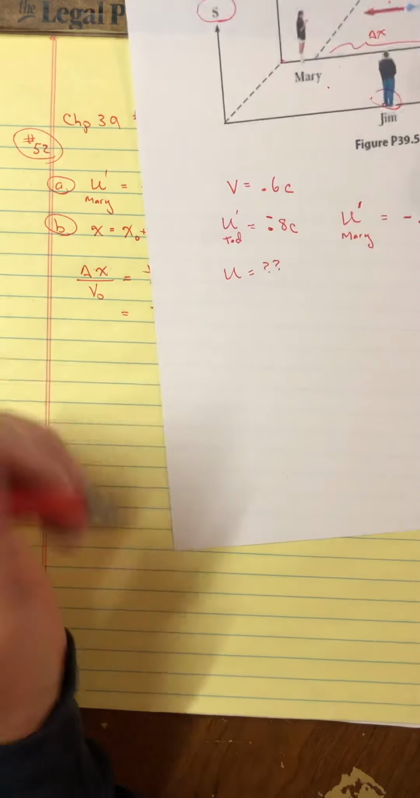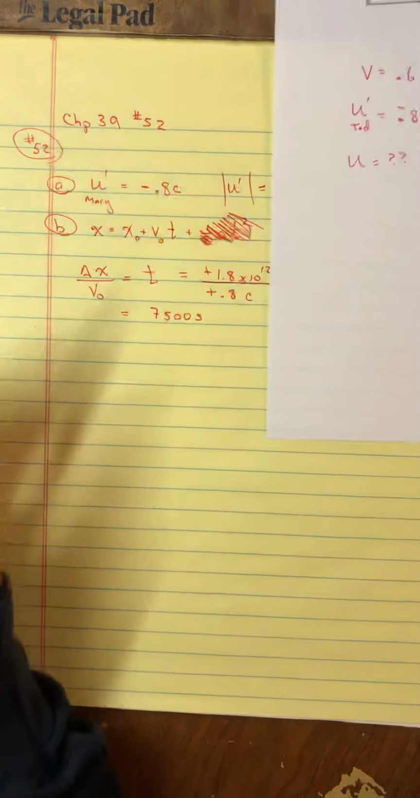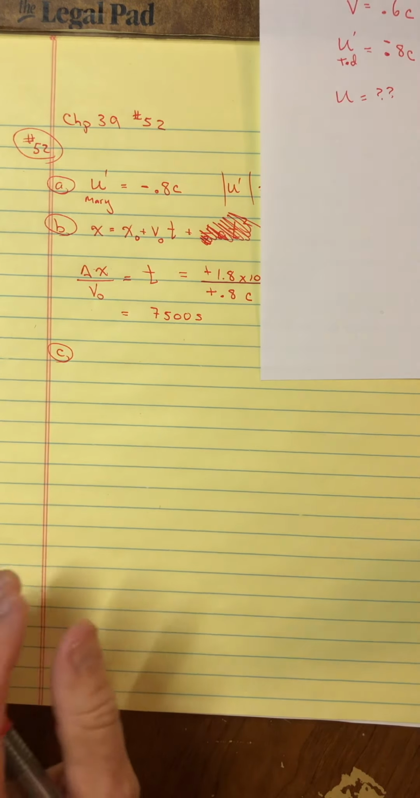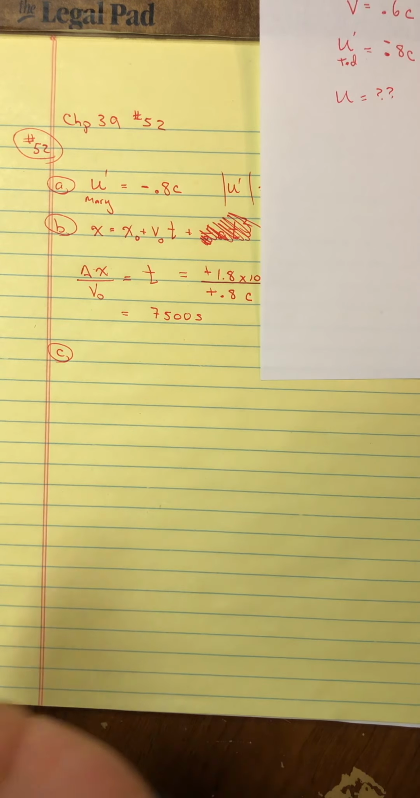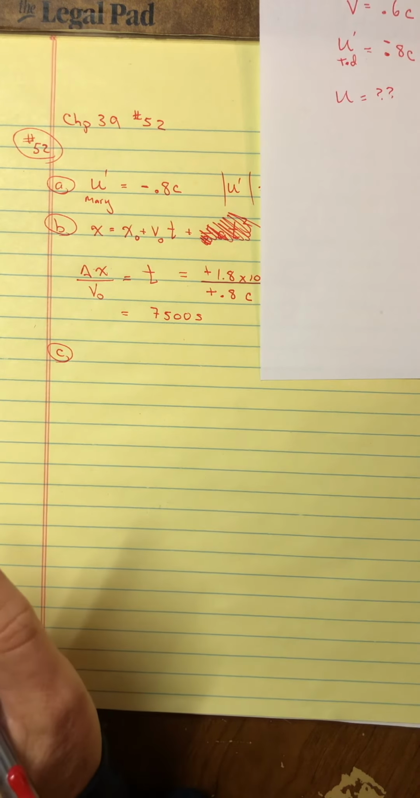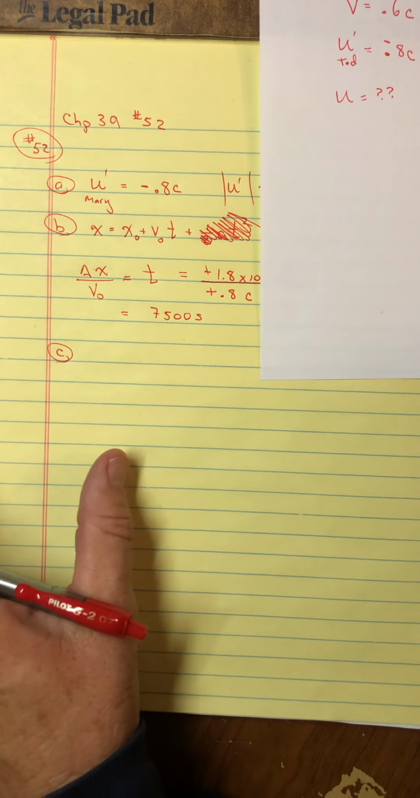All right, and so these were the easy ones. These were just, what does Mary see? And Mary and Ted see the same thing. There really isn't a relativity part of this. Now, I think that changes here in C. C says, according to Jim, how far apart are Ted and Mary? And how fast is the ball moving? So it's a two-part problem here in C.